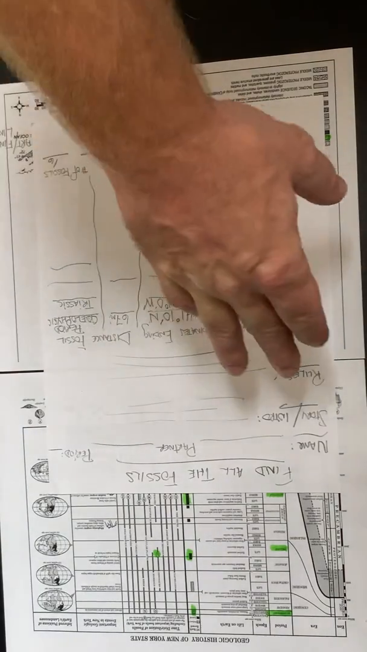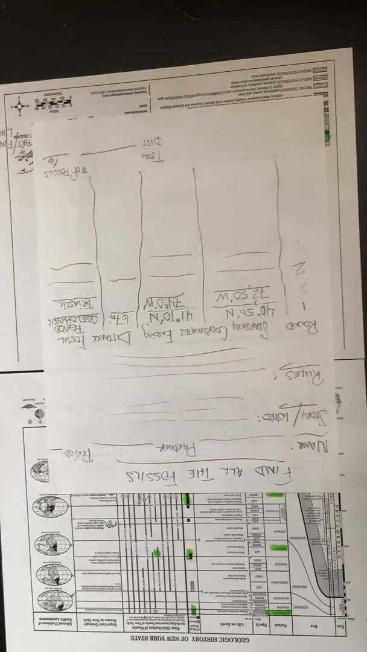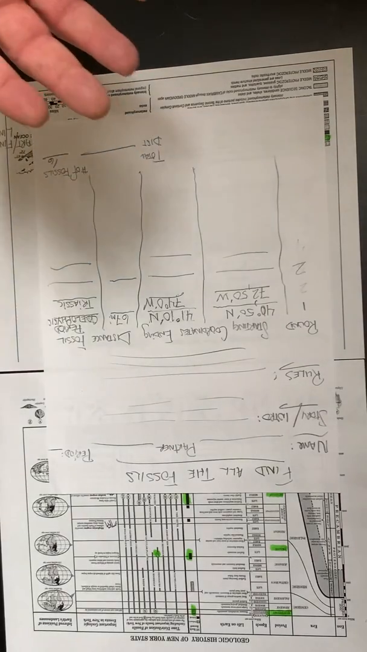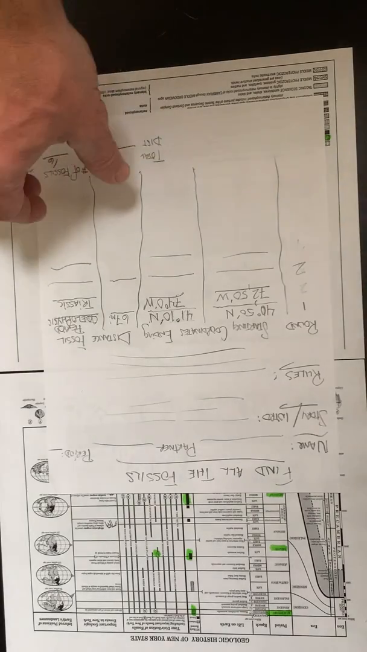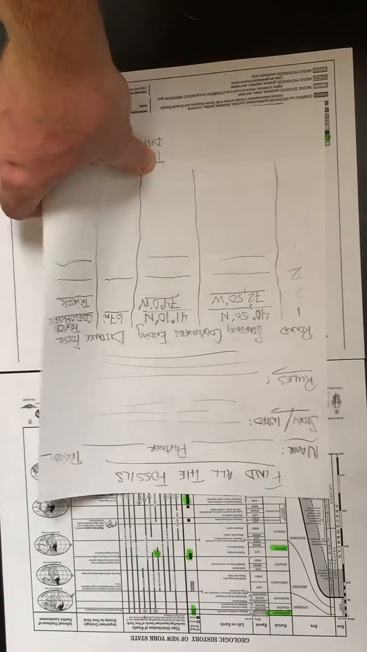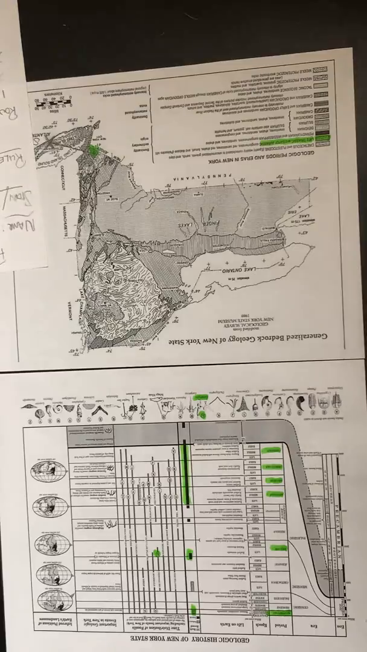I'm going to give them the story background. There's an emergency of some sort. A geologist needs to get all these fossils together to give a presentation. So they're going to send out the students to go across New York State and find fossils from each time period in New York State. Let me pick this up so you can read it a little better.